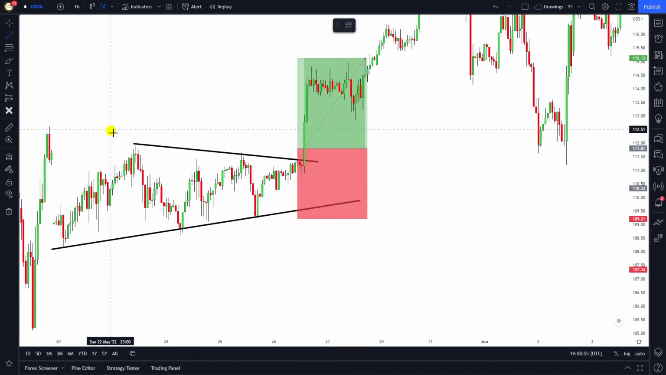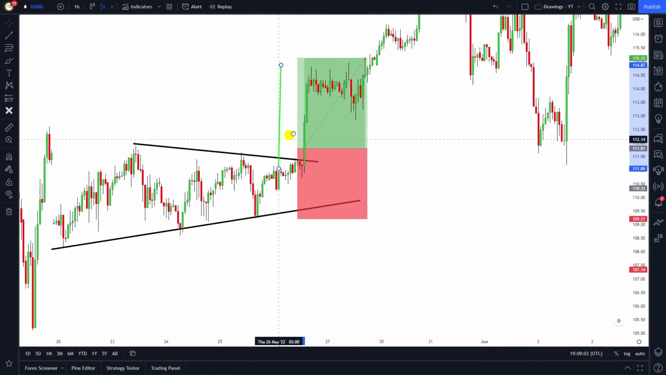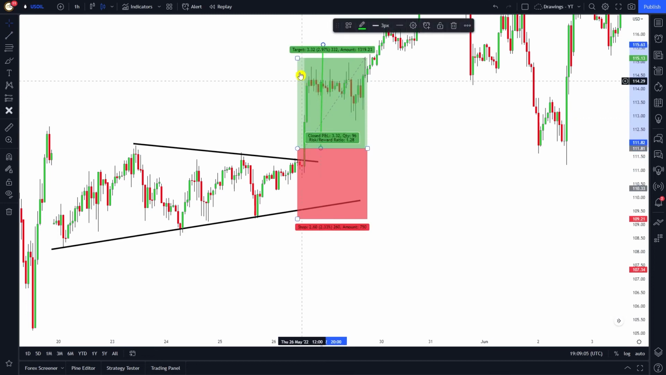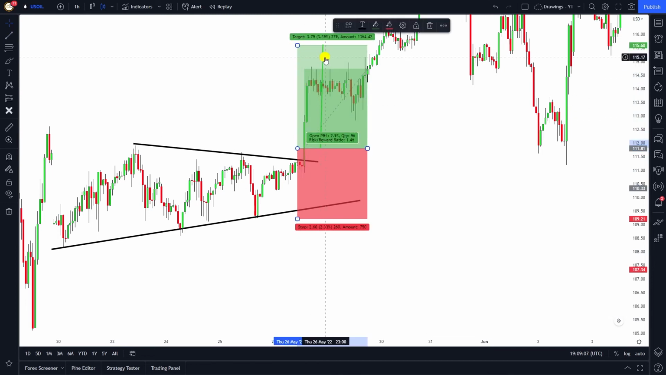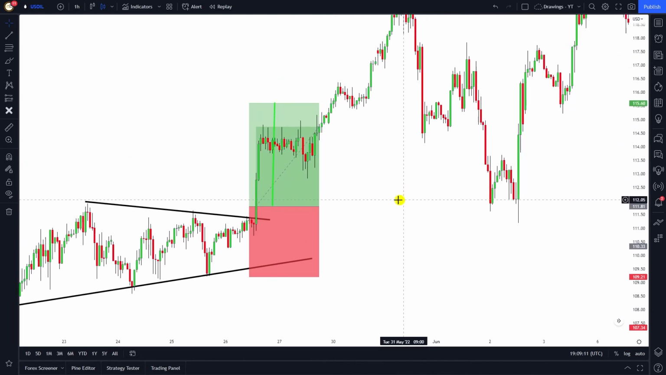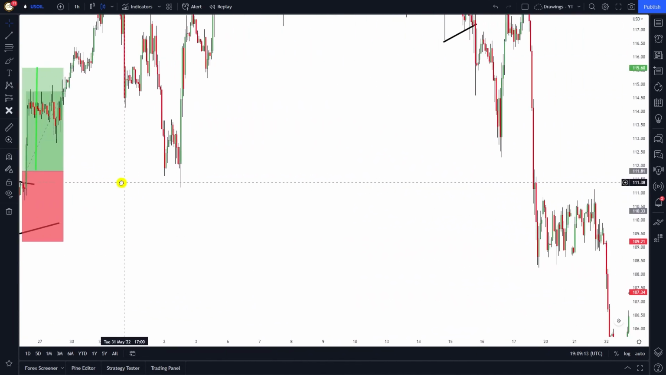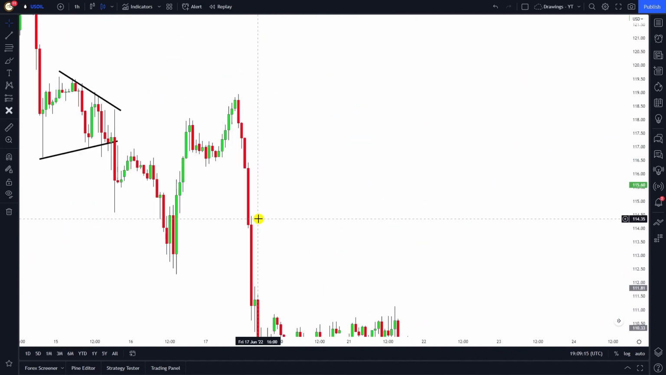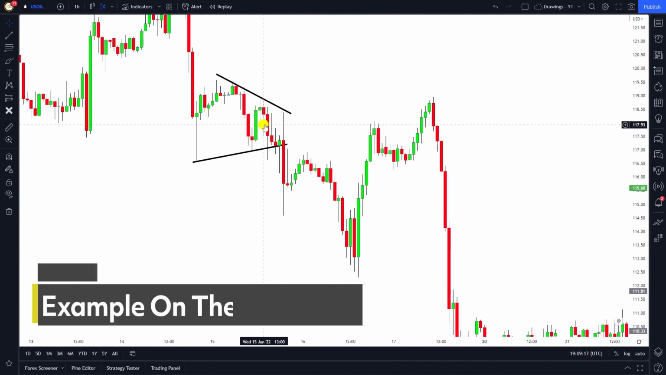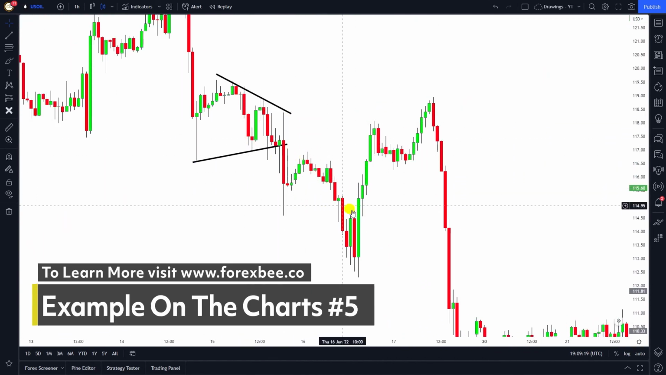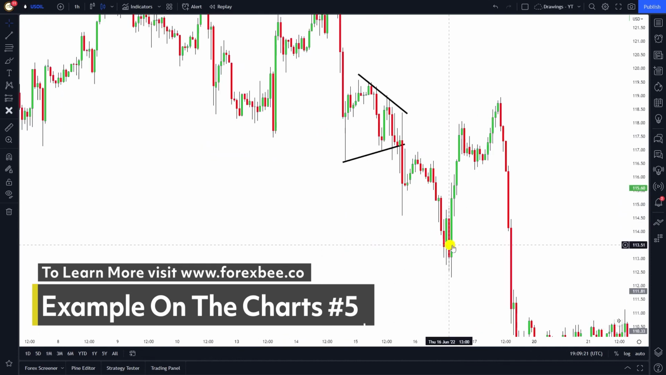So if I take these levels and draw this difference, then this will act as the take profit level. So let me adjust this, and as you can see here, this again moved as we expected. And if I go here and show you that there is another formation of this swing, and similarly this also hit our expected take profit level.